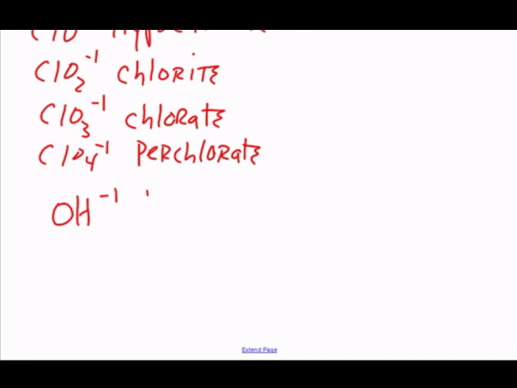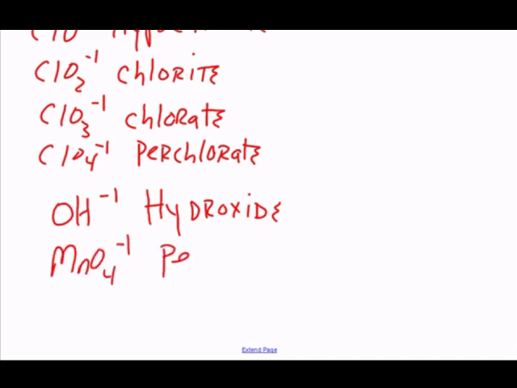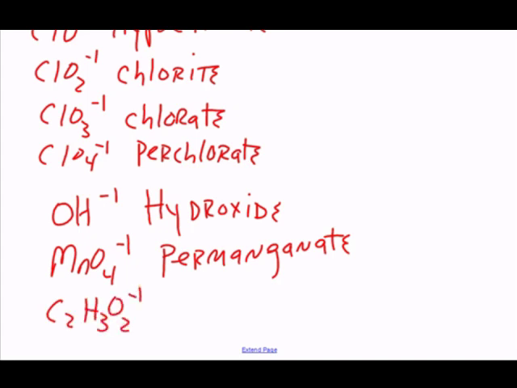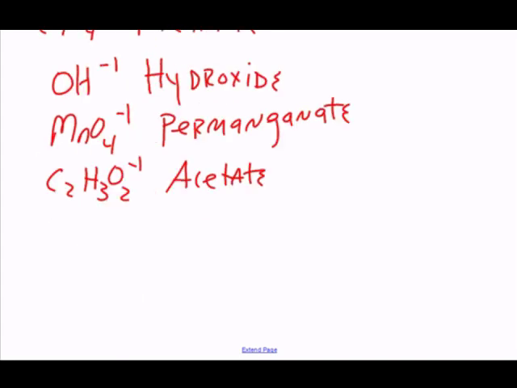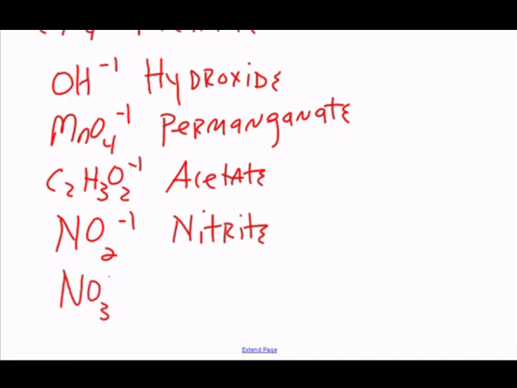Let's see, we also had hydroxide. We already drew hydroxide. It's OH with a -1 charge, not HO. And then permanganate, purple, it's purple permanganate. It's MnO4 -1. Acetate is H3C2O2 -1. And then we have a pair. Nitrite is NO2 -1, and nitrate is NO3 -1.